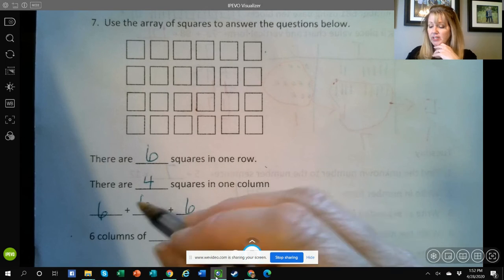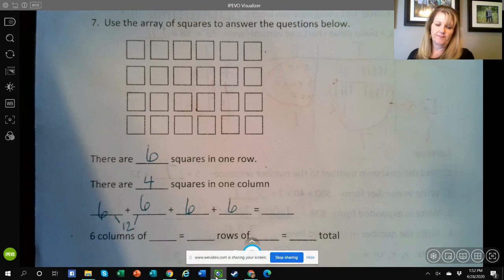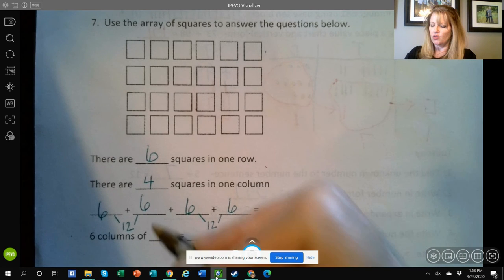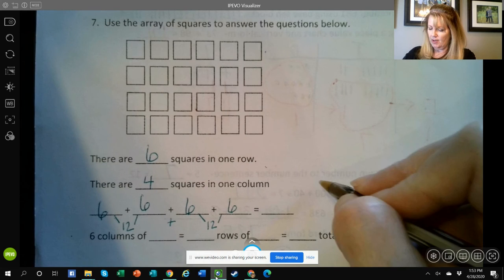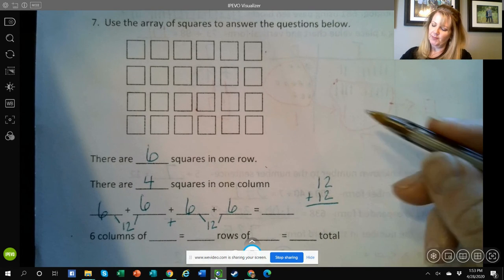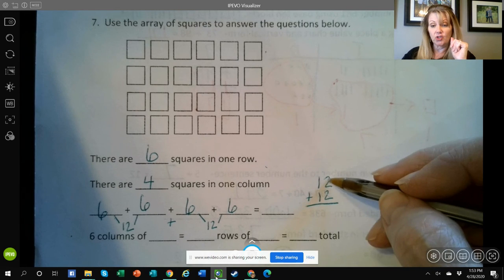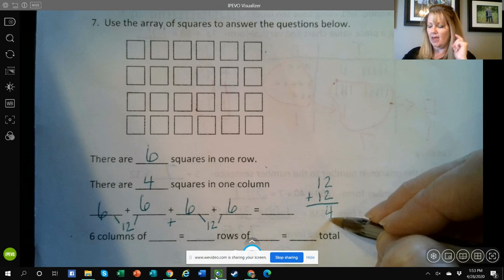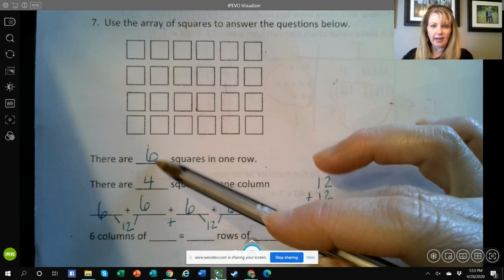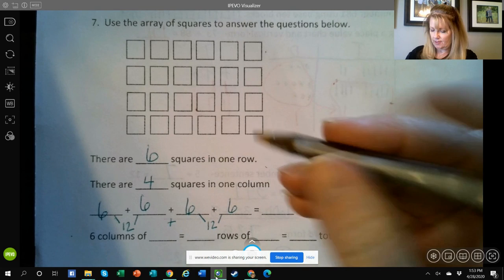And now we can add those together. So 6 plus 6, I know that these 2 equal 12. And 6 plus 6 equals 12. So I can add 12 plus 12. Some of you probably are right there already. But let's put it this way, and I can say 2 plus 2 is 4. 1 plus 1 is 2. So in this whole array, there are 24 squares.